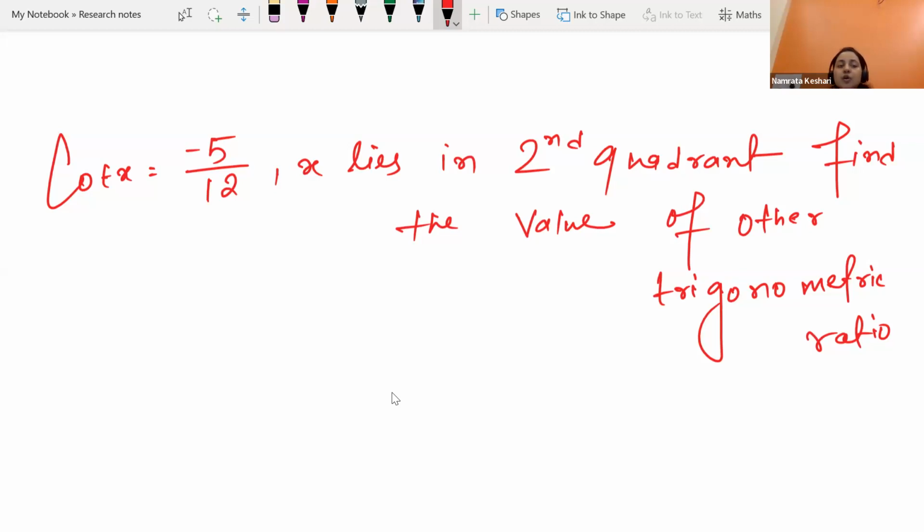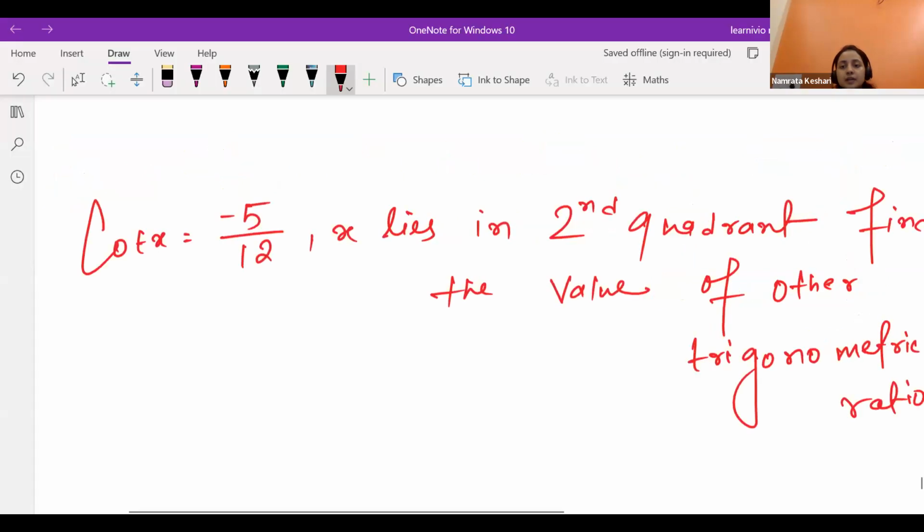Are you able to do this: cot x is minus 5 by 12 and x lies in the second quadrant? Find the value of the other trigonometric ratios. What is the value of sine, cos, tan, cosec, sec? Are you doing it? Yes, Ali and Alina, are you doing it, or is there any confusion? Tan is minus 12 by 5, perfect. Sine is just 12. Cos is minus 5.